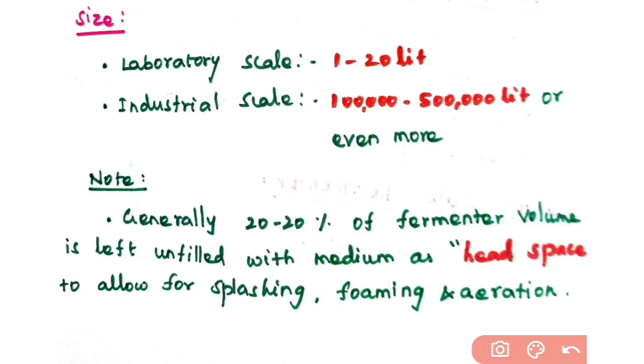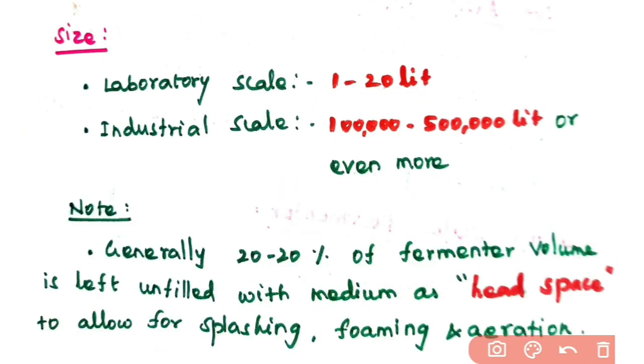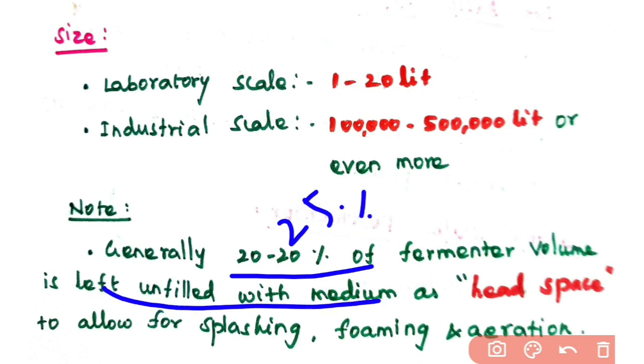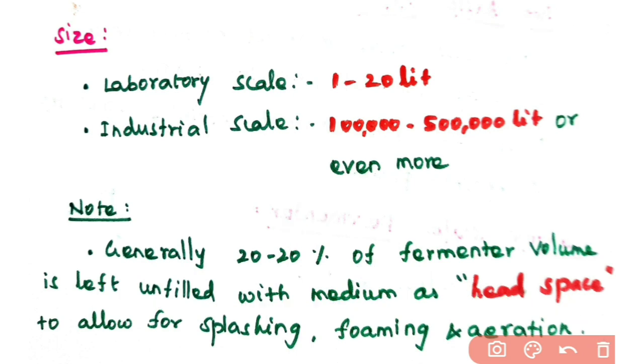Then one more point you have to note here is generally 20 to 25 percentage. Okay, so 20 to 25 percentage of fermenter volume is left unfilled with medium as head space. Okay, so this head space is for splashing, foaming and for aeration. So only 75 to 80 percentage of fermenter volume is filled up with liquid.